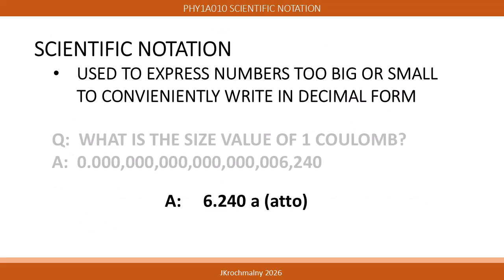Scientific notation is used to express numbers that are too big or too small to conveniently write in decimal form. Converting the number answer, we can state that the size of one coulomb is 6.240 atto, which has a numerical equivalent to the real number.